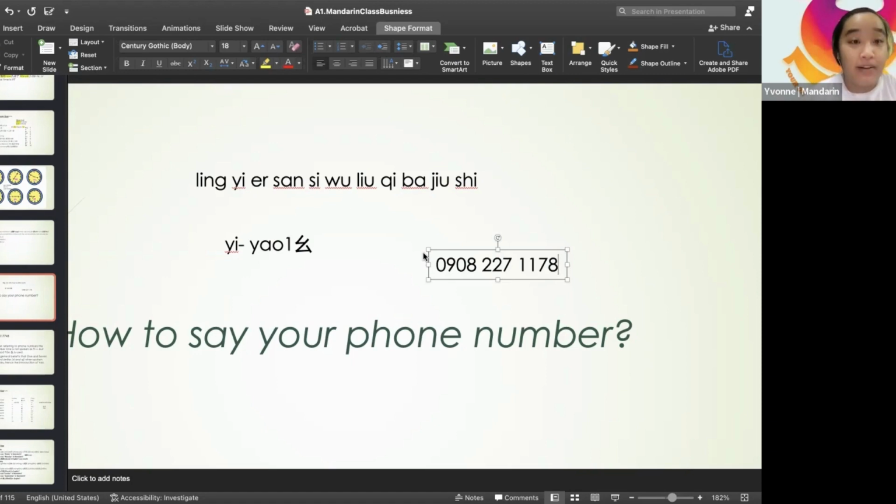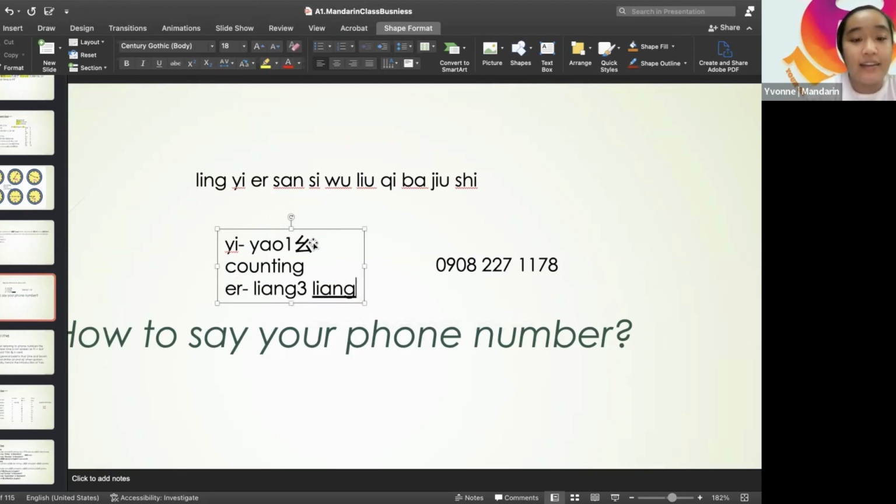That's the second part. So last review, when it comes to simple, the address number and telephone number, yi change to yao. When it comes to counting, er would change to liang. Okay, so these are the differences. Is this clear for everyone here? Okay, Christine, are you okay? No problem? Am I too fast?